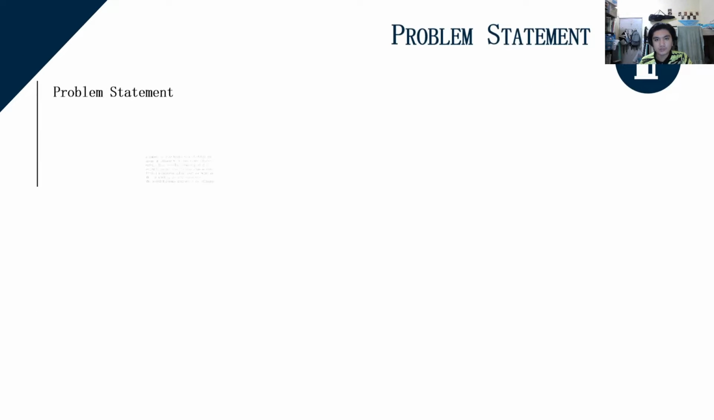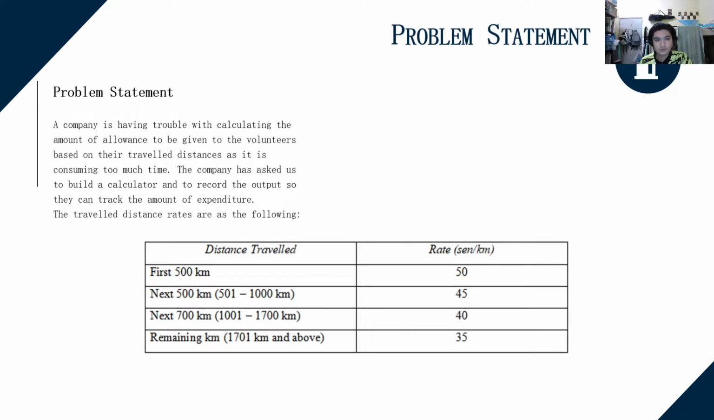The first one is the problem statement. A company is having trouble with calculating the amount of allowance to be given to the volunteers based on their travel distances, as it is consuming too much time. The company has asked us to build a calculator and to record the output so they can track the amount of expenditure. The travel distance rates are as the following.